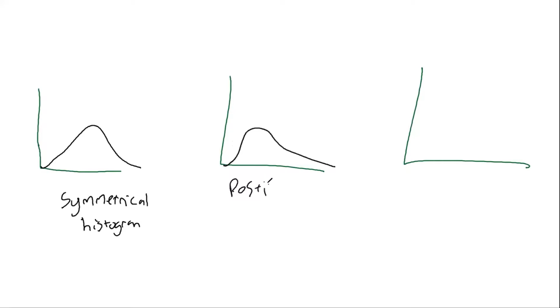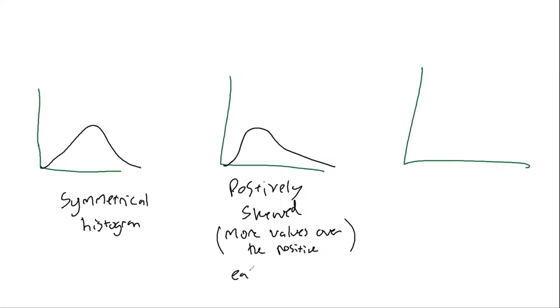The next one we're going to do is a positively skewed graph, which means that there are more values over the positive. And how I usually think about it, it's easier to climb from the positive. And the last one is going to be a negatively skewed one, which is going to look like this.